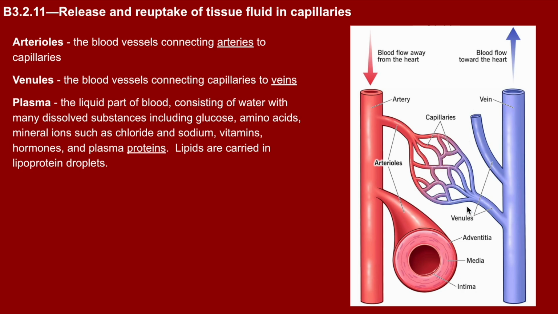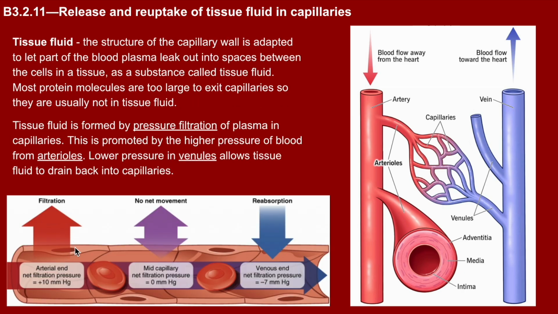Now, the liquid part of the blood is called plasma, and that blood plasma consists of a lot of great things. Lots of dissolved substances, glucose, amino acids, mineral ions such as chloride and sodium, vitamins, hormones, plasma proteins. Lipids are carried in lipoprotein droplets. So we know that at the capillaries, we're going to need to do exchange of materials. And so with all of the neighboring cells, that blood plasma is going to get filtered out due to the high pressure on the arterial end. When it's filtered out, everything goes with it except for the proteins, because that's just too big to fit out as it gets filtered.